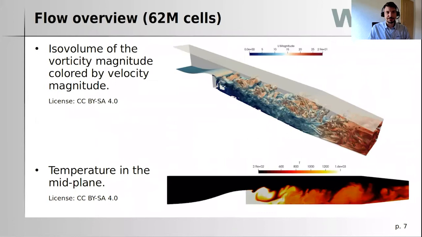Just to show you how it looks if you run it with 62 million cells, which we did during the ExaFOAM project. So you see here the iso volume of vorticity magnitude, colored by velocity magnitude. We have a shear layer here, and it's getting quite turbulent after the step. And it's also burning, yeah, in this case we have temperatures up to 1400 Kelvin.